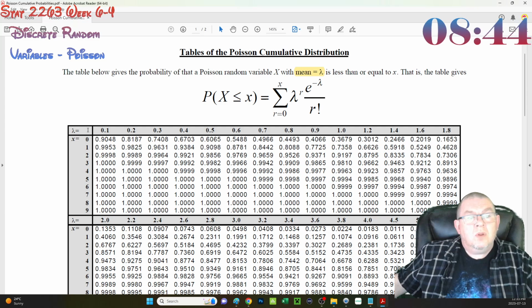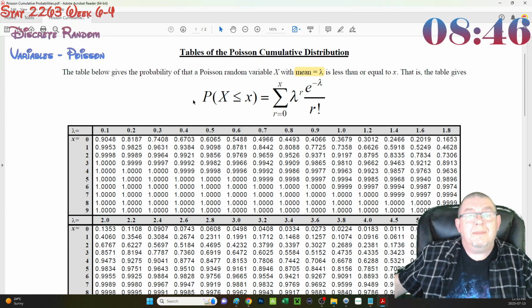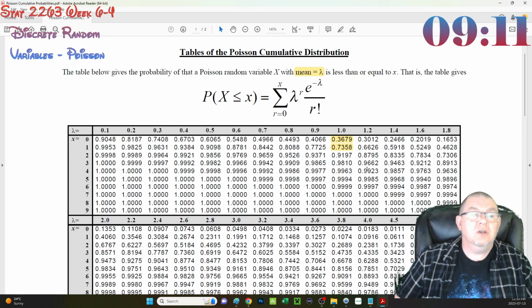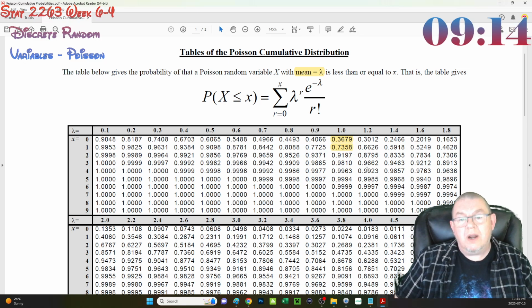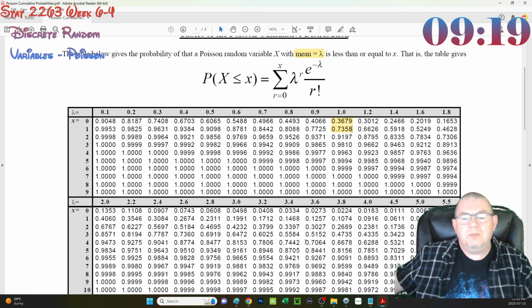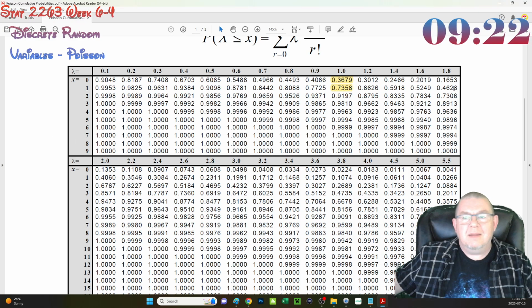Okay, so what happens in this situation is you look up lambda. So for example, suppose I said the average was normally 1 per hour. Well, the probability of 0 per hour is 0.3679. The probability of 1 or less per hour is 0.7358. If I wanted the probability of exactly 1, I have to take 0.7358 and minus 0.3679. So I have to determine what I want from this situation. You'll notice a bunch of 1s for big numbers, and those peter out as we go to small probabilities. The means keep going over.